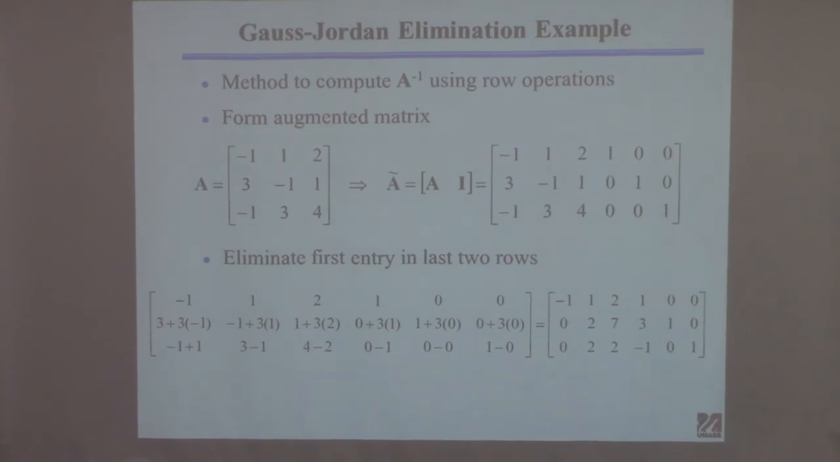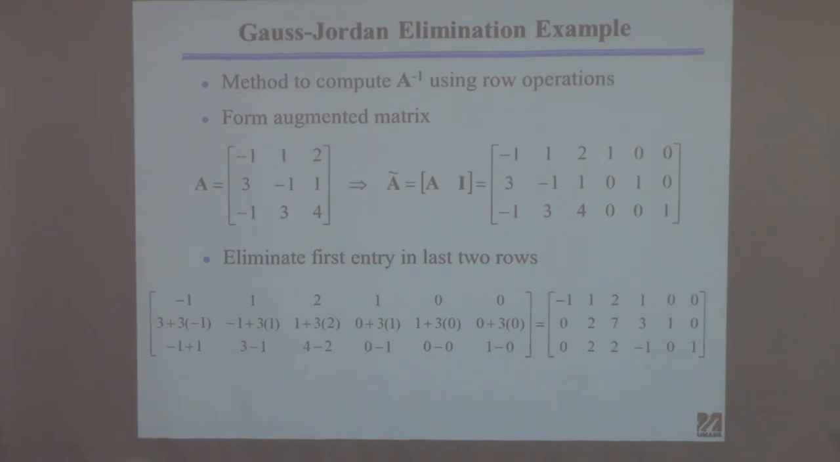Okay, so my goal is to make the first three columns look like the 3 by 3 identity matrix. First thing I'm going to do to achieve that is make these two elements zero, right? Because what's the identity matrix? Ones along the diagonal. So I need all the off-diagonal things to be zero.